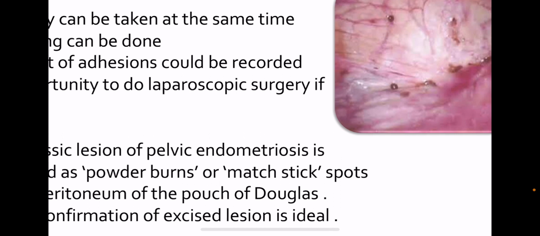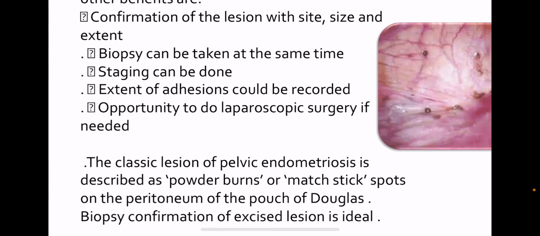The powder burn or the matchstick spots are found in the peritoneum of pouch of Douglas. In that space, if you can see the matchstick appearance, then you confirm it to be pelvic endometriosis. Again, for double confirmation, biopsy confirmation of the excised lesion is ideal.